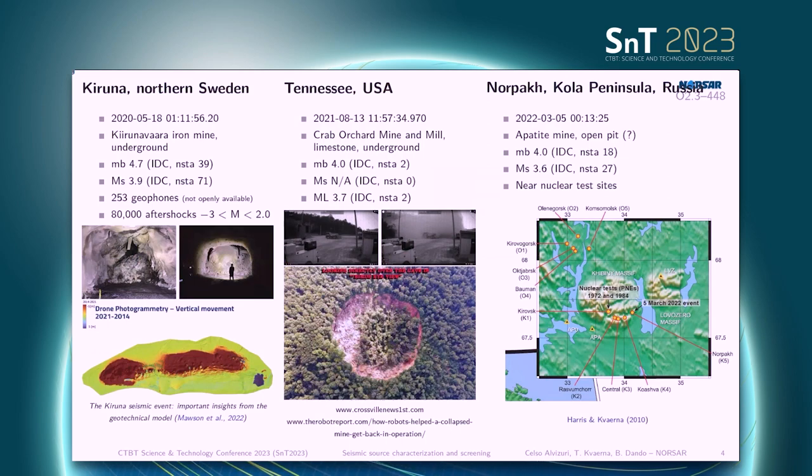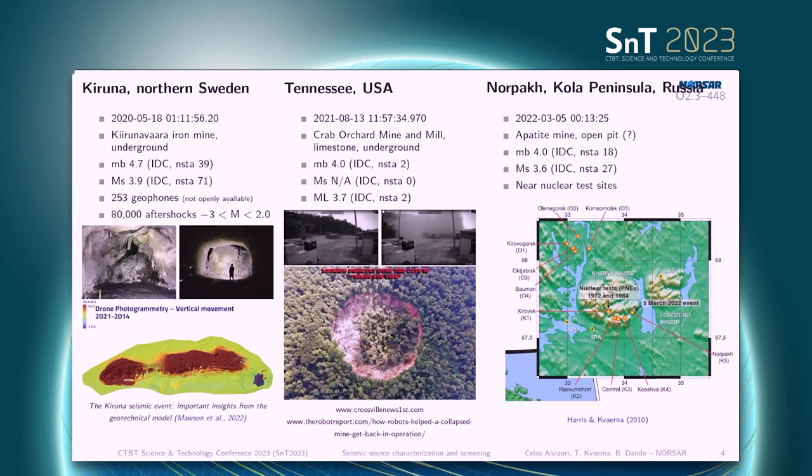One of the reports that came out of this event is that they detected over 80,000 aftershocks between magnitudes minus 3 and 2. As you can see in the figures, these are some evidence of what happened after the collapse. These are some pictures taken from inside the mine. So presumably, these are collapse type events.